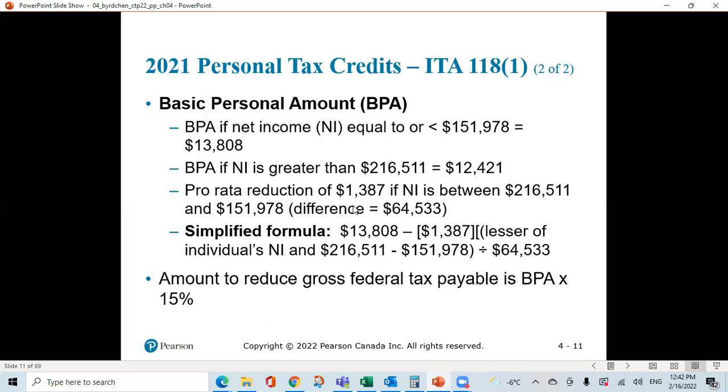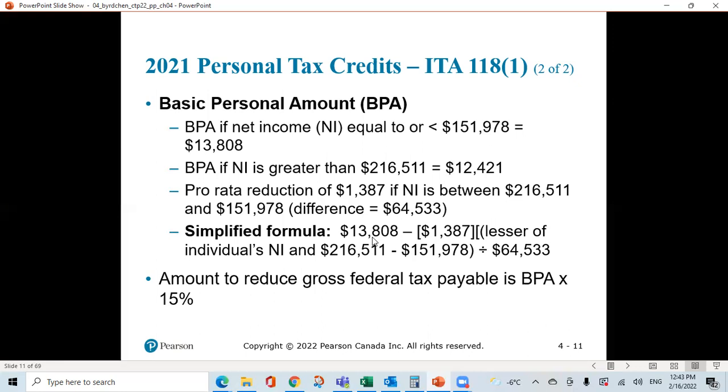Now the prorated reduction of $1,387 applies if net income is between $216,511, that is the top bracket, and $151,978, that is the third bracket. So the difference will be $64,533, with a prorated reduction of $1,387. We will introduce a very simple formula to do the calculation. So the calculation is as follows.